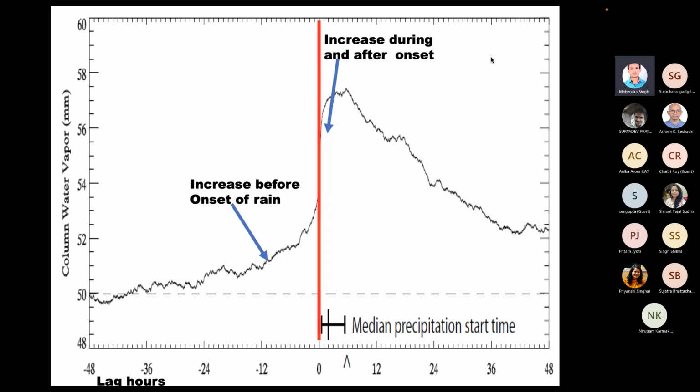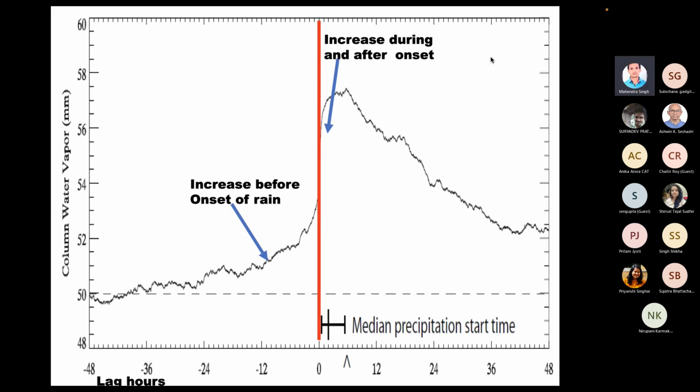Yeah, the slope is very different. That's a very sharp slope after rainfall onset. But remember, the total change is not very different. I would say before rain it goes up from 50 to 53, after rain 53 to 57. So the amount of change is not different, it is the rate of change, you're right.